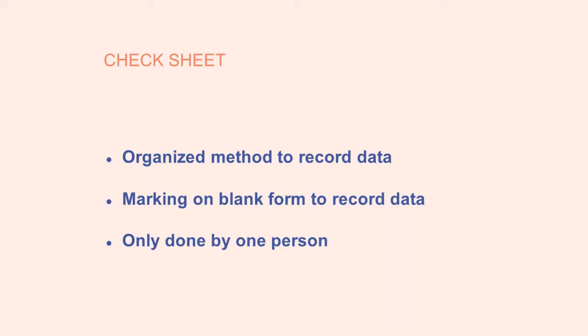There are several tools that we use in this project to obtain data. The first tool is the check sheet. A check sheet is an organized method to record data. The data is recorded by marking on a blank form. The check sheet helps us to identify how often the problems occur and customers complain in a period of time. We can know the highest frequency of it and try to avoid it. To use this method, the data observation and collection must be done by only one person.